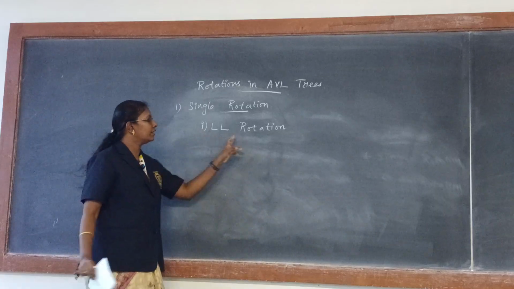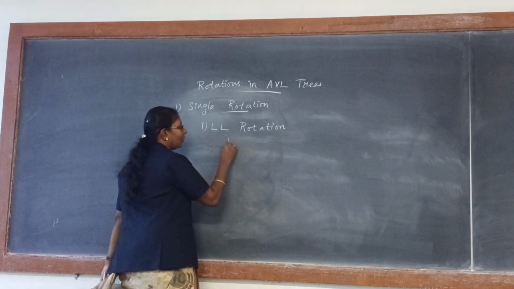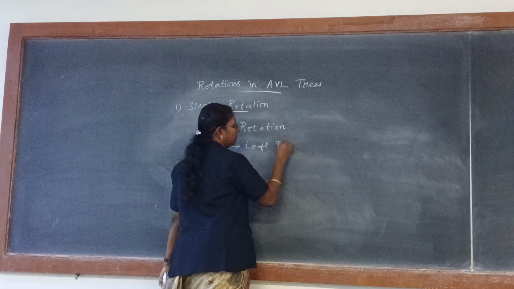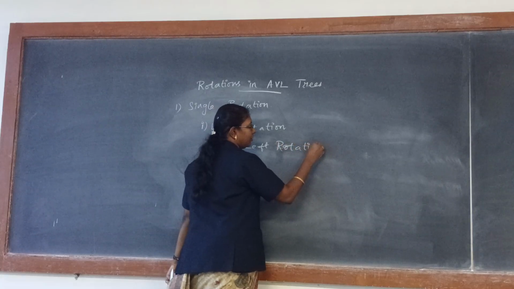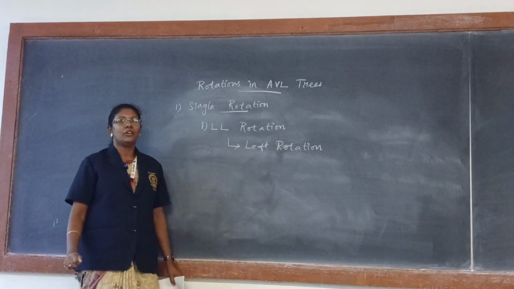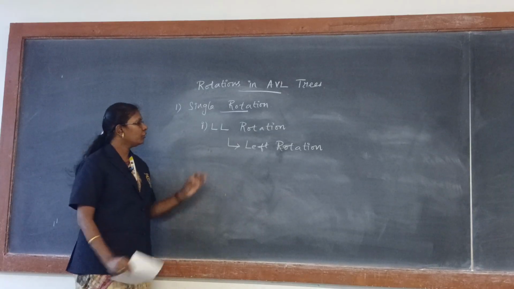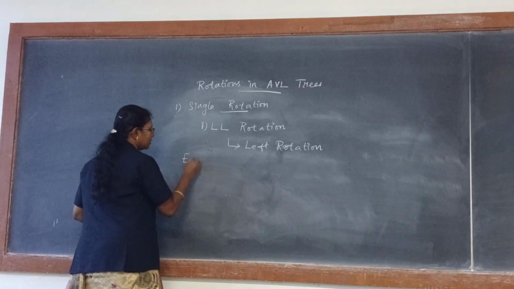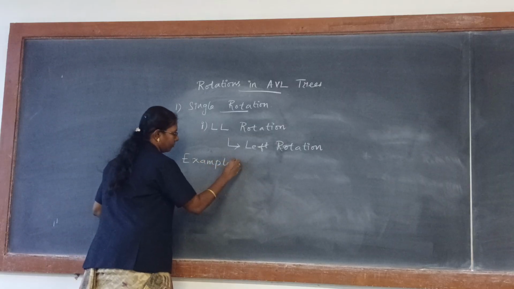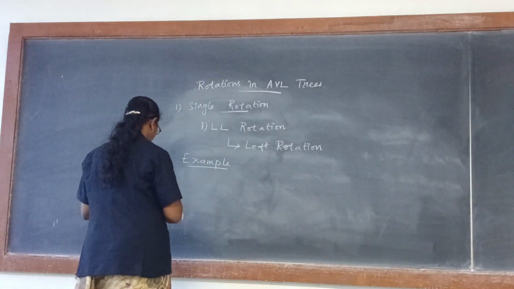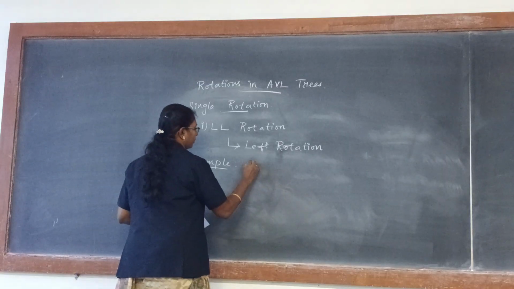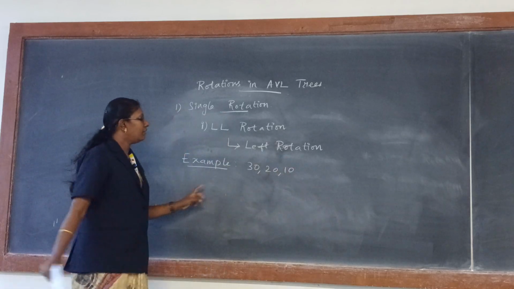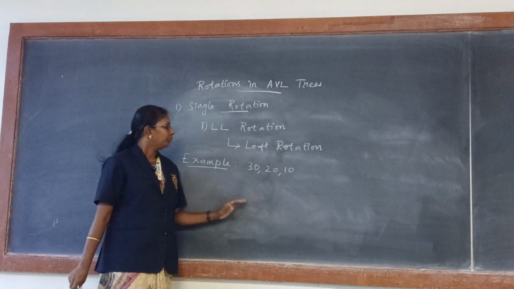So now consider this type of rotation, LL rotation. LL rotation means left rotation, or simply left rotation. So left rotation means we are going to perform the rotation on the left side only. Here I am going to explain this type of rotation with one simple example. So consider the values 30, 20 and 10.